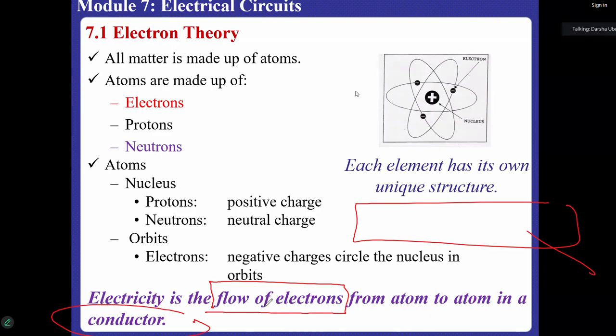Electricity is the flow of electrons from atom to atom in a conductor. If you are considering a conductor, maybe it can be aluminium, right? All the metals are conductors, no? All the metals are conductors. In a conductor, the conductor is matter made up of atoms. Each atom has electrons. Those electrons will pass from atom to atom. When the electrons are passing, we say that electricity is generating, right? That is what happens in electron theory.